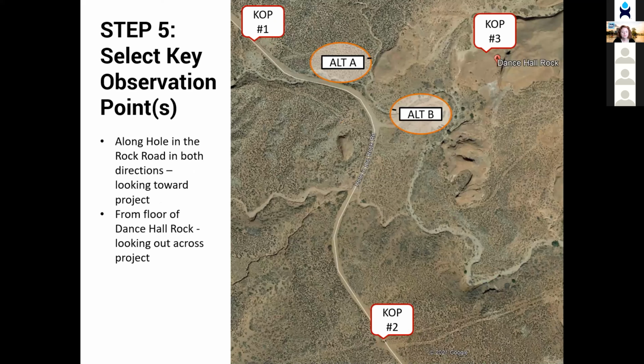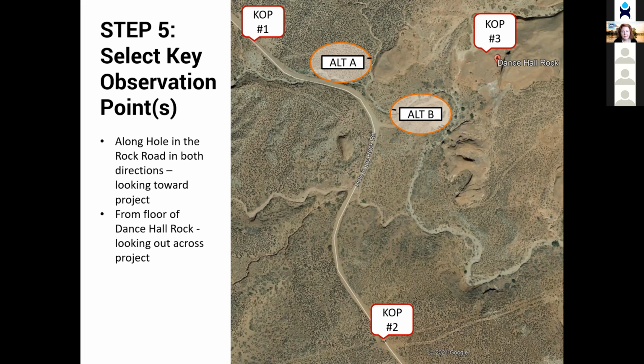Okay, the next step in our contrast rating process is to select key observation points. Those are locations where we're going to conduct our analysis. They're locations where the project elements are either most visible by the most viewers or by critical viewers. These can be single points like trailheads, in our case scenic overlooks, campgrounds, or they can be linear, as along a road, along a river, along a trail.